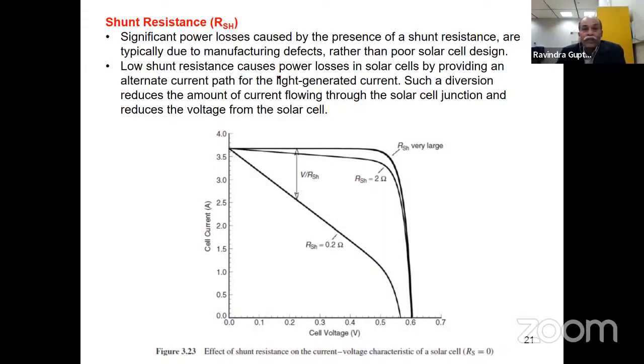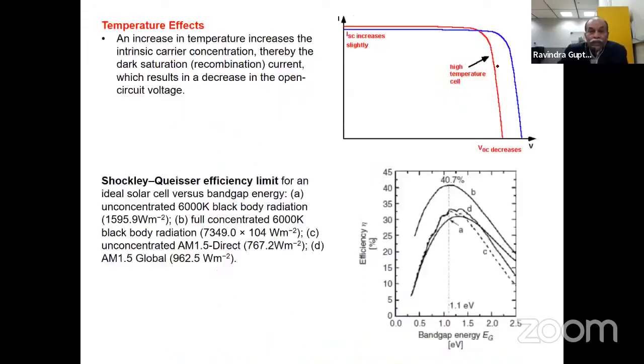So what happens when we have the low resistance? In this case, the current diverges through the shunt resistance and reduces the voltage, and also reduces the current, which is not good at all. Actually this is due to the manufacturing problem, not from the solar cell design. Okay. So these are the parameters.